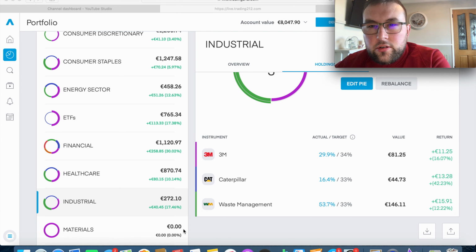Industrial sector is another sector, just like healthcare, that I don't really have too much knowledge or interest in, to be honest. But we currently have €272 invested and are up 17.5%.